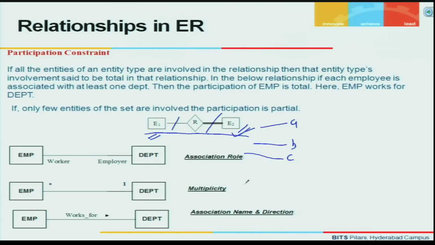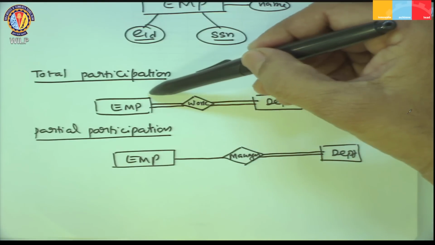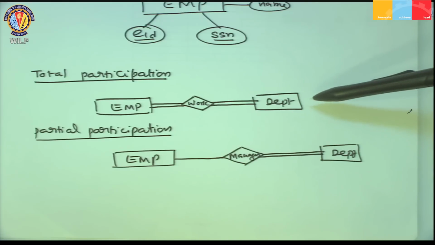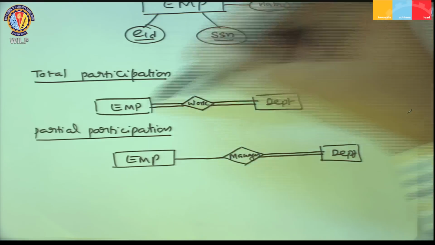For example, this is total participation. I have employee and department entity types, and in this case works. Let us assume that the company rule says that each and every employee must work with some department and every department must have at least one employee. In that case, it is total participation on either side.